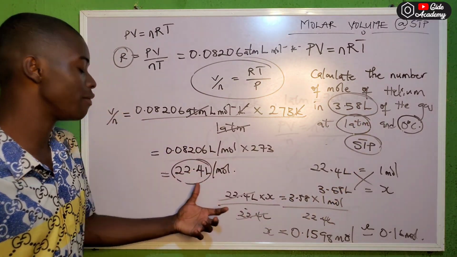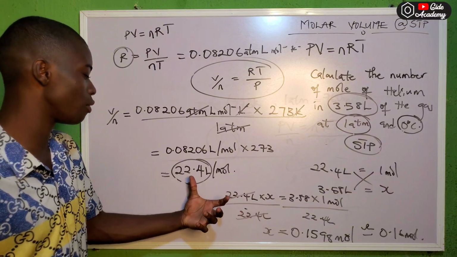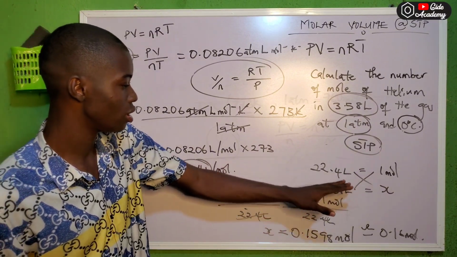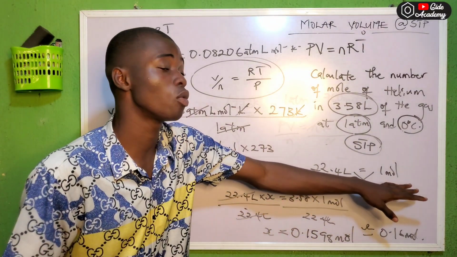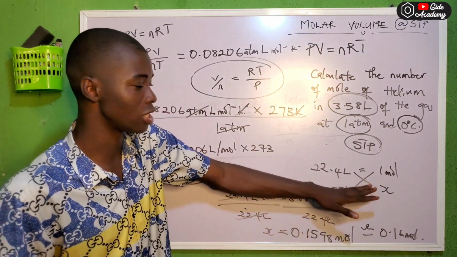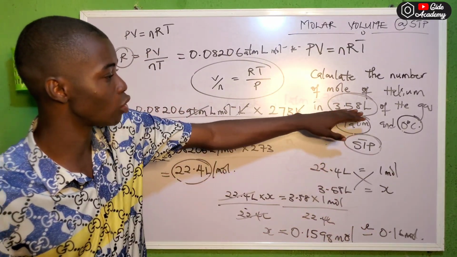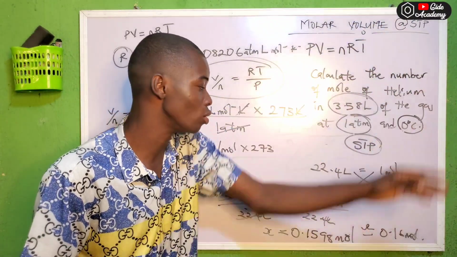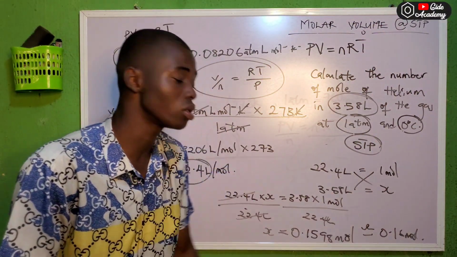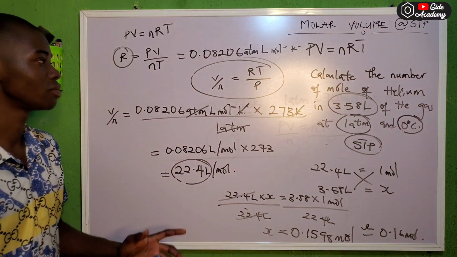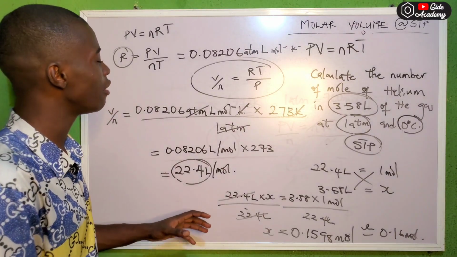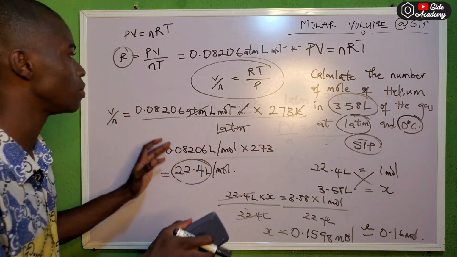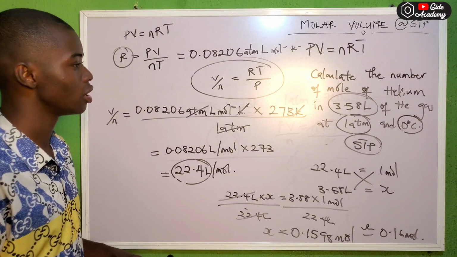We have 22.4 liter per mole, which is equal to 1 mole. So 22.4 liters is equal to 1 mole. Then 3.58 liter will be per how many mole? It will be 0.16 mole. As easy as ABC. If you have any question regarding this whole concept, please feel free to ask.